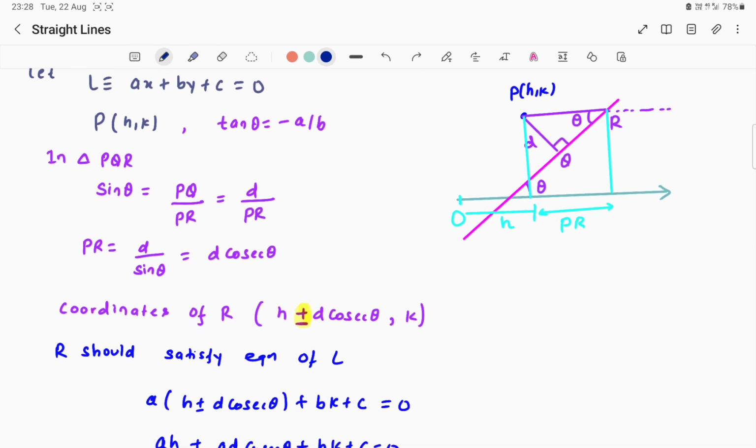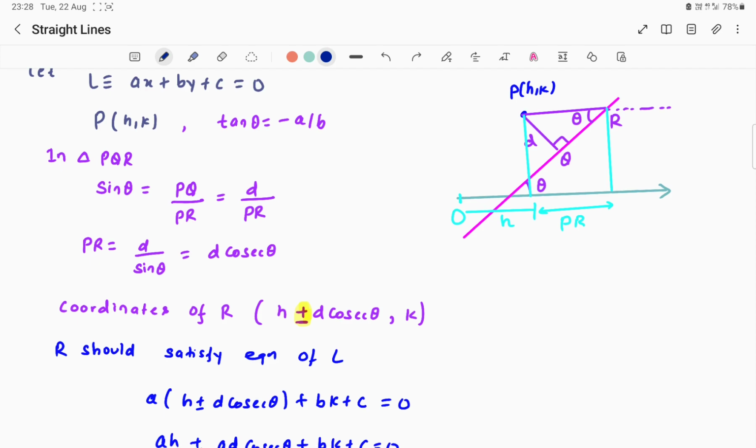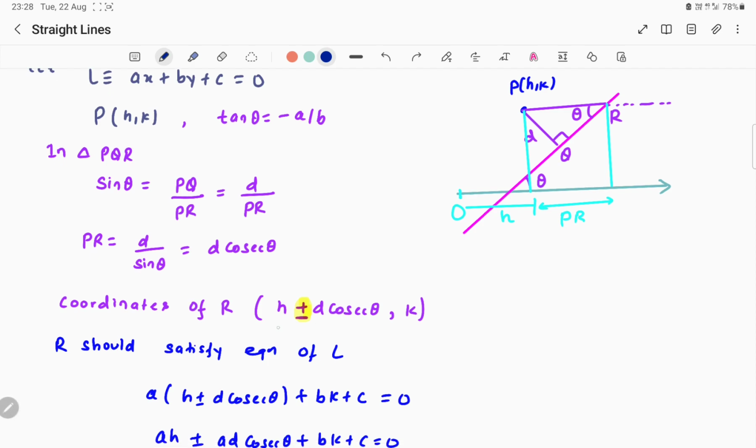So what is the coordinates of R? R is a point on a horizontal line. So we know on a horizontal line the y coordinates will be the same, isn't it? So we get coordinates of R as what? H plus minus D cosec theta comma K.